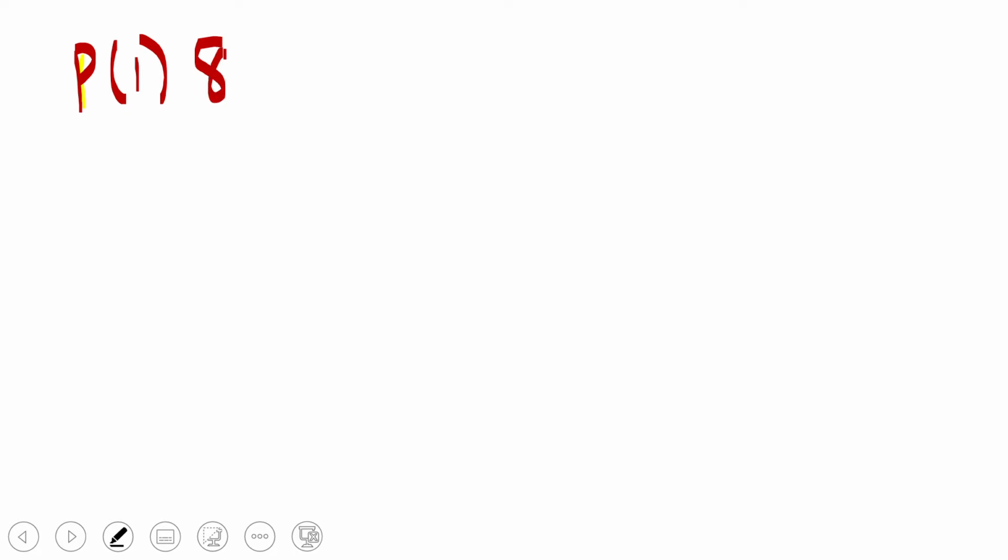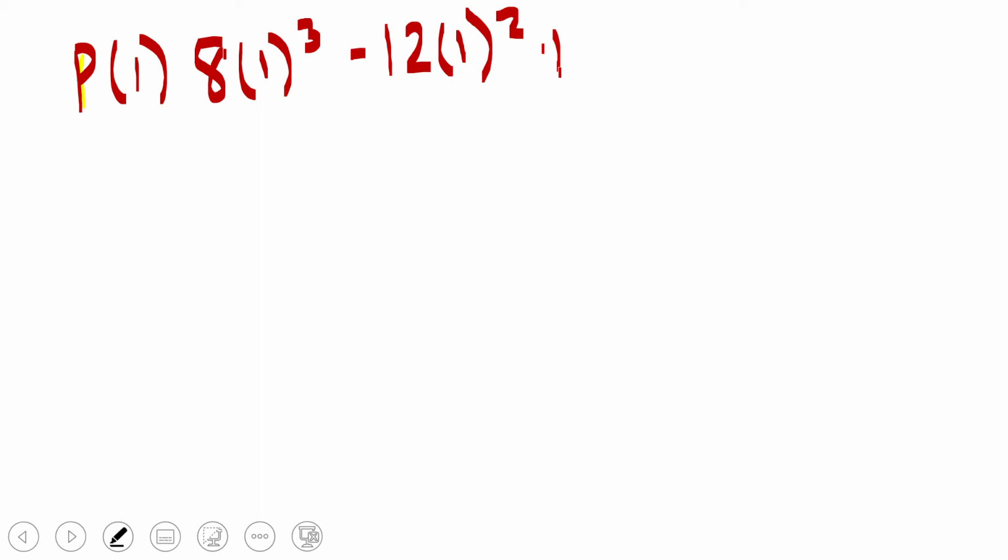So to do that, we plug 1 in for x to start. Our original polynomial was 8x cubed, so x will now be 1 cubed, minus 12x squared, x will be 1 squared, plus 6x, x will be 1, minus 1. Let's see what our answer is to this substitution.